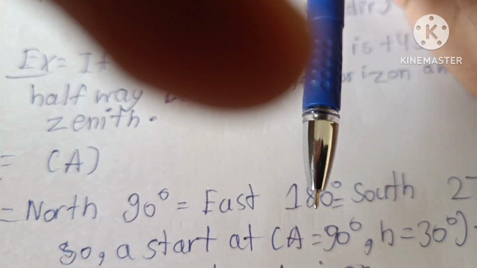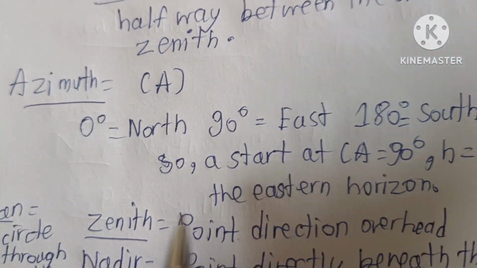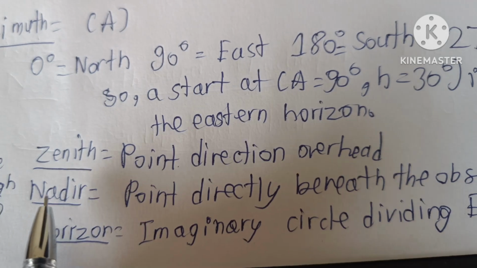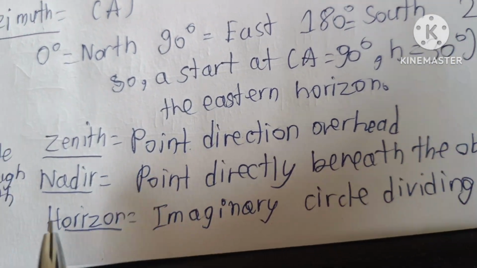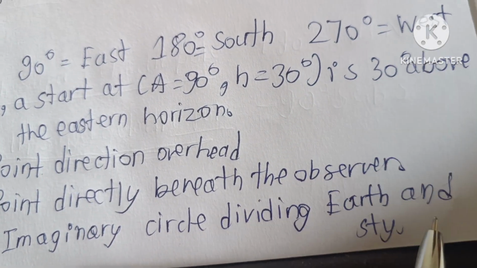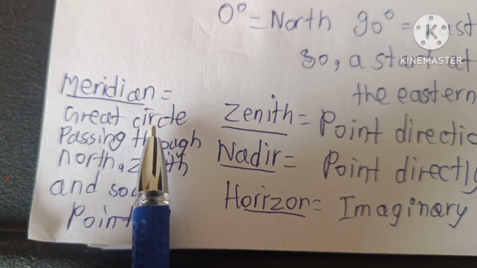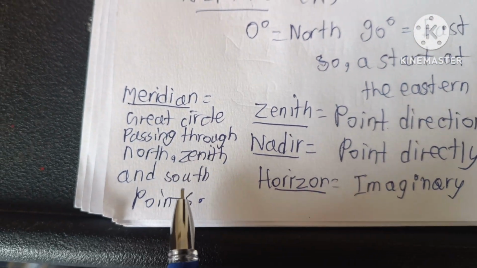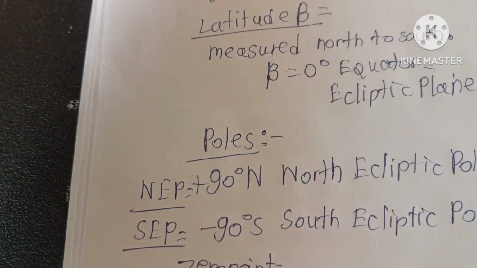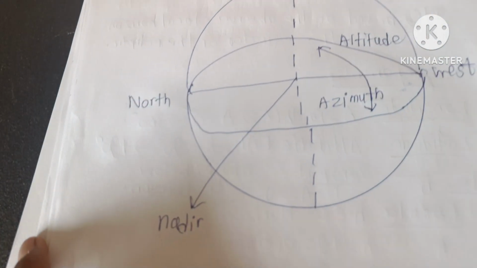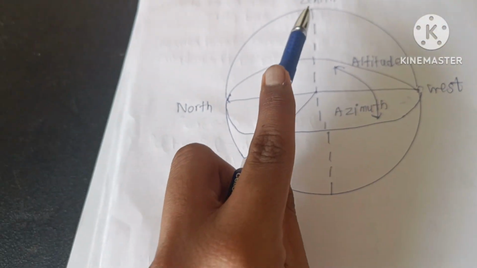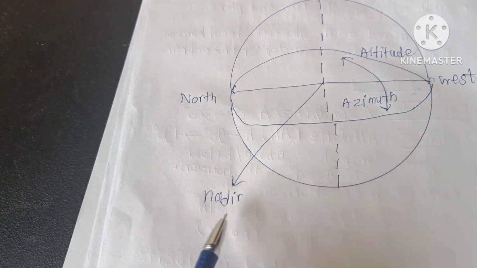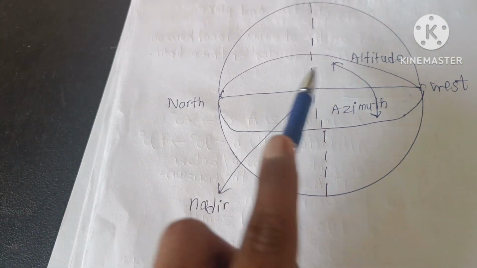So a star at A 90 degrees, H 30 degrees is above the eastern horizon. The zenith is the point directly overhead. The nadir is the point directly beneath the observer. The horizon is the imaginary circle dividing the earth and sky. The meridian is the great circle passing through the north, zenith and south points. Now you can refer to this: here the zenith lies here, north and west, meridian, azimuth and altitude.